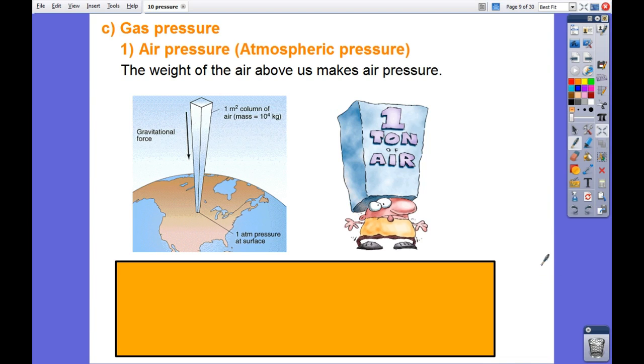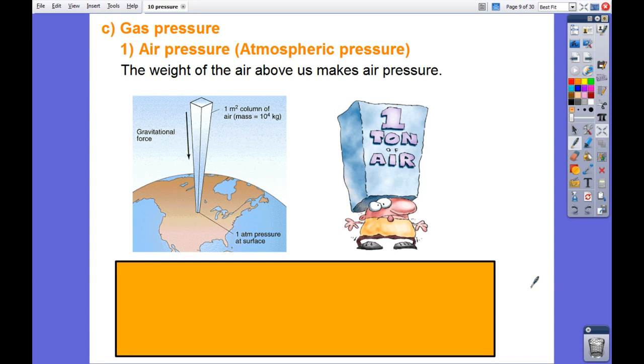In this episode, we are going to study gas pressure. Gas pressure is divided into two categories. First, the air pressure or atmospheric pressure. Second, pressure of enclosed gases. There are several questions that we are going to answer.